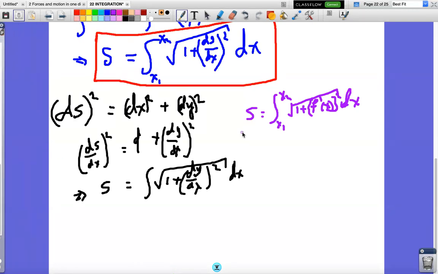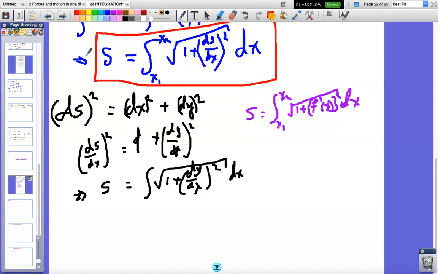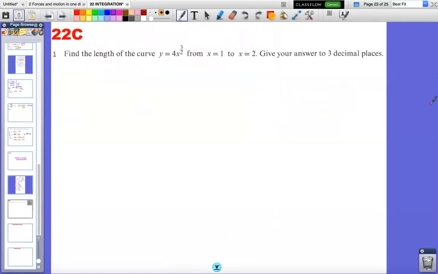As we move on, I think you guys should do some quick practice using that formula, very quick. There's not going to be enough practice on it. This is exercise 22C in your book. Find the length of this curve y equal 4x raised to the power 3 over 2 from x equal 1 to x equal 2. And give your answer to 3 decimal places.